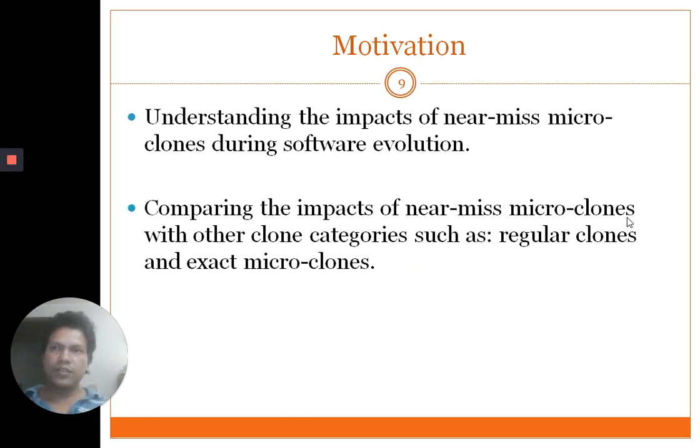Such an investigation is important. If we do not investigate the consistent updates in near-miss microclones, we cannot realize their real impacts on software maintenance and evolution. In our research, we also compare the consistent updates in three categories of code clones. These are regular code clones, exact microclones, and near-miss microclones. Without such a comparison, we cannot realize their comparative impacts on software maintenance.